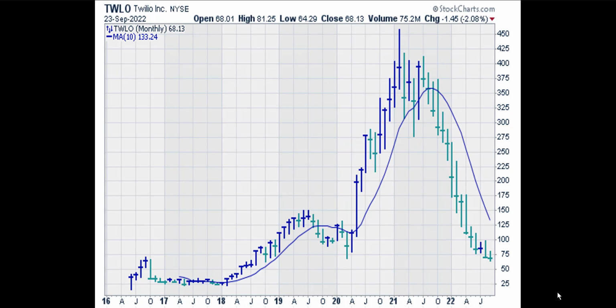According to Prime Trade Select rules, a stock is in a bear trend on a monthly basis if the stock price is below the 10-period or 10-month simple moving average. The monthly chart shows that TWLO is well below the moving average line, so the monthly trend in TWLO is down.